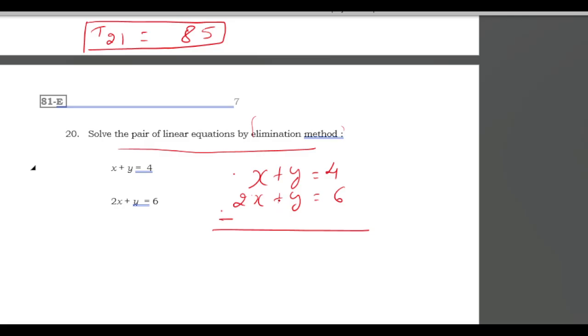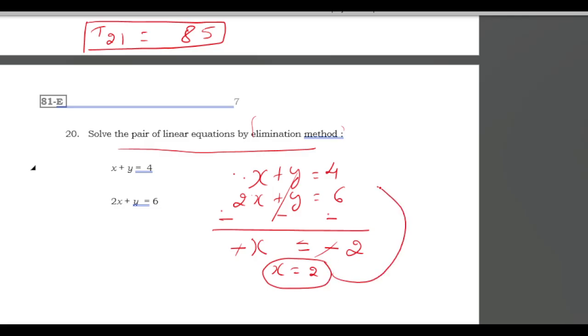So write the opposite symbol, minus. Plus into minus is minus. You have to subtract: 2x minus x becomes x, and y gets cancelled. Then minus into plus is minus, and the bigger number's sign is minus, so 6 minus 4 is 2. Minus minus cancels, so x is equal to 2.